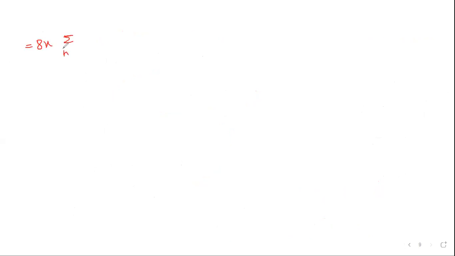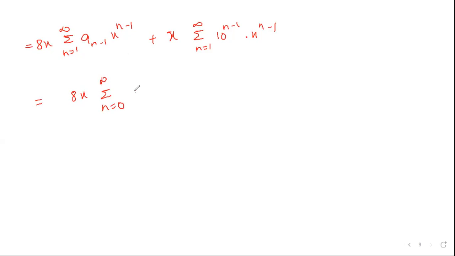Σ aₙ xⁿ, n = 1 to ∞, is equal to Σ aₙ₋₁ xⁿ⁻¹ plus x Σ 10ⁿ⁻¹ xⁿ⁻¹, n = 1 to ∞. Now in Σ aₙ xⁿ, if I have n = 1, this will be a₀ x⁰. So instead of that, can I write n = 0 to ∞ aₙ xⁿ? Yes, both of them are the same.